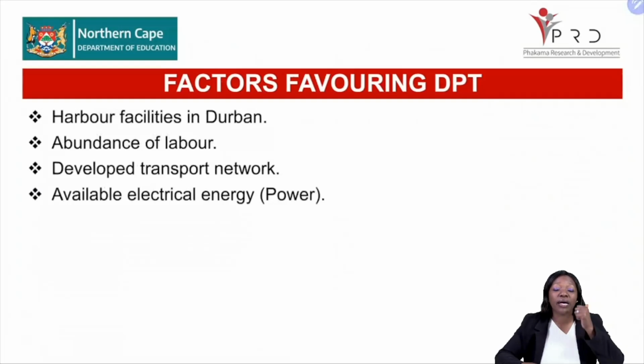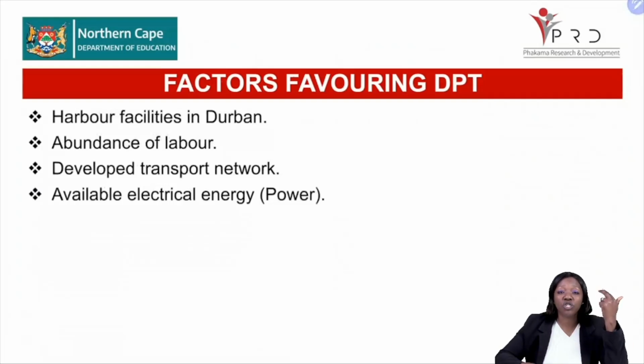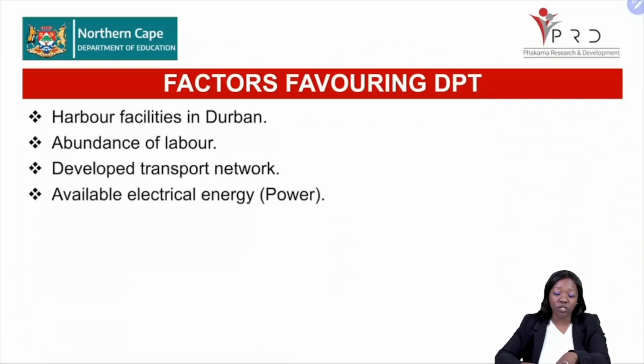But now we're looking at the factors again that are favoring. The harbour becomes a factor. The abundance of labor becomes a factor. Your developed transport network becomes a factor. So what I'm trying to say is, if the examiner is asking about the factors that influence the location, or if the examiner is asking about the factors that favor, you still use the same points.